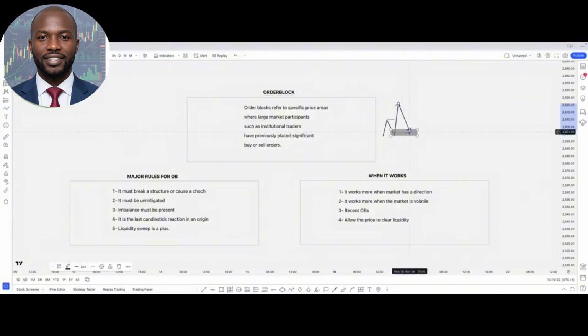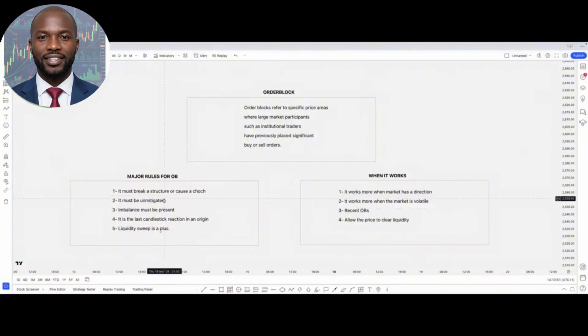We're going to look at the major rules from the second box, which is here. The major rules for order block. So for you to get a valid order block, these are the major rules you need to see present. Number one, it must break a structure or cause a change of character. So markets may be moving and maybe you've pointed out an order block, but make sure that the impulsive movement that you've noticed actually clears the structure.